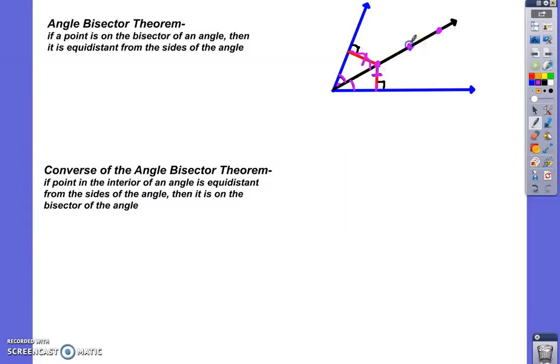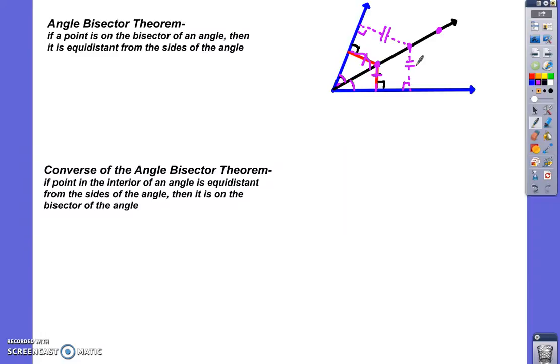If we picked this point right here, if we drew a perpendicular here and a perpendicular here, those two would be the exact same length. So that's the angle bisector theorem.